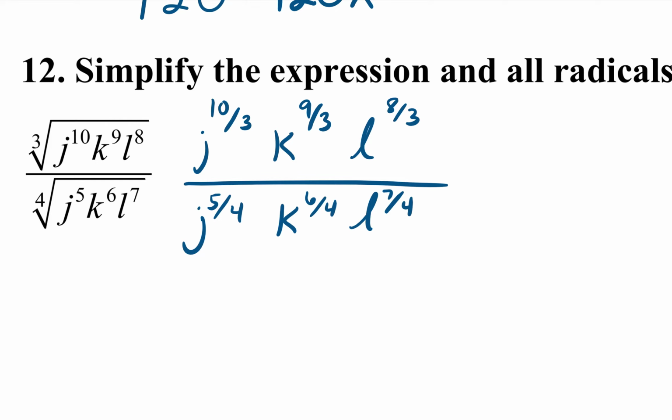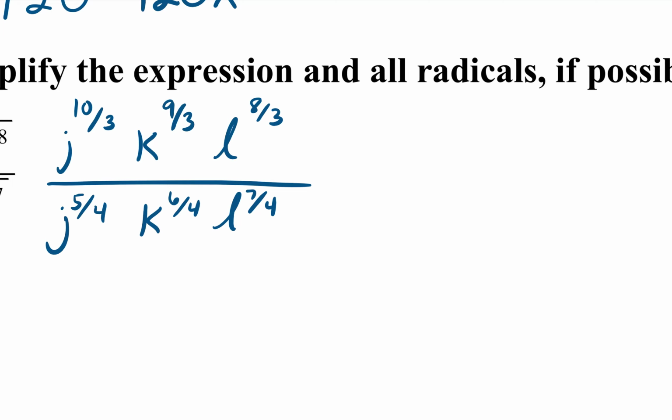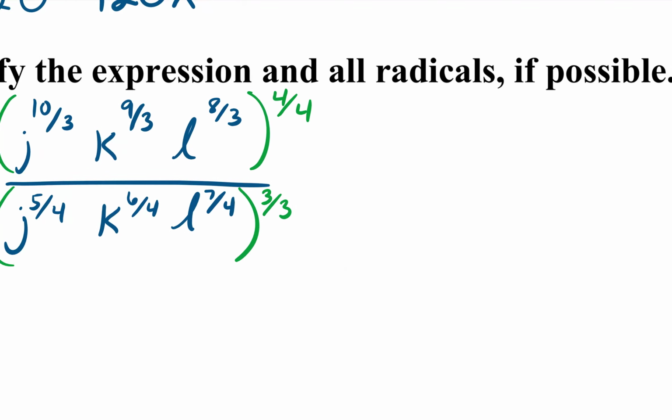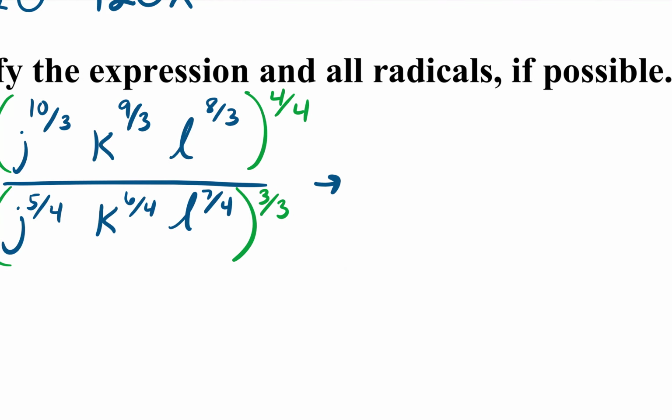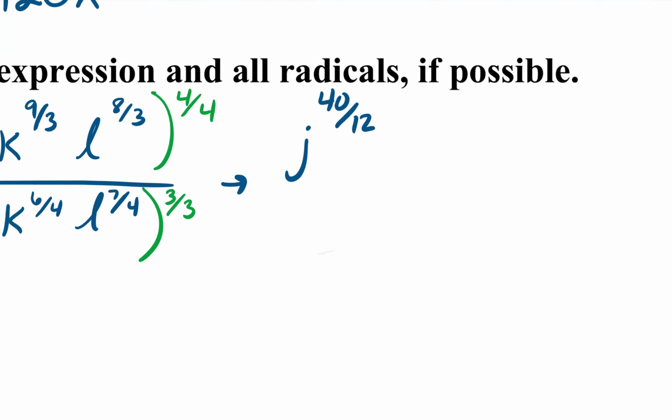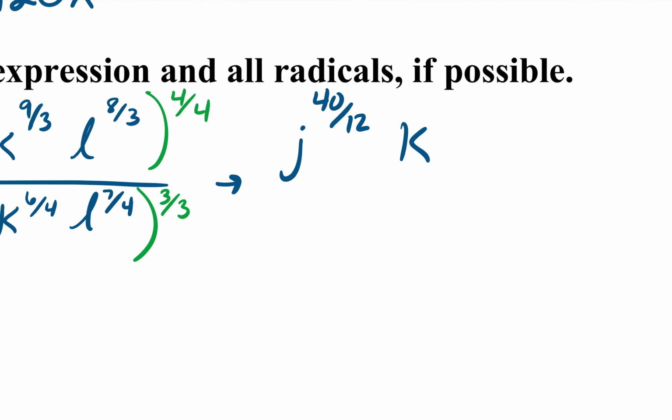Okay, so 3 and 4, I can make them both 12. So I'd multiply the top one, 4/4. I'd multiply the bottom one, 3/3. And remember, I'm only multiplying the exponents. The letters don't really change yet. So I would have j, and then you do 10 times 4 is 40/12. Then you do k, 9 times 4 is 36/12.